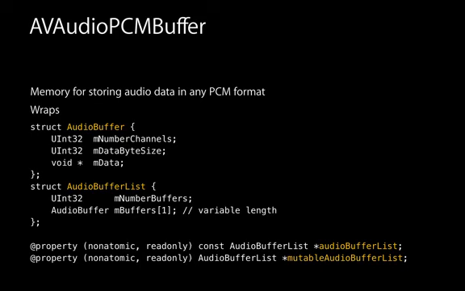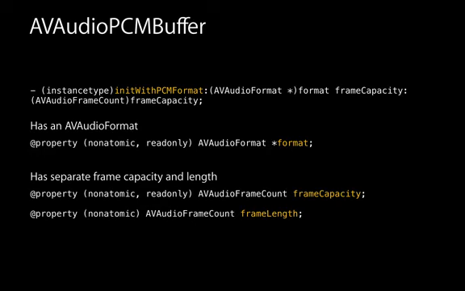So you can simply create an AVAudioPCMBuffer. It'll create an audio buffer list for you of the right size. And you can always fetch it back out of the AVAudioPCMBuffer. Here's the initializer. So to create a buffer, you specify the format and a capacity in audio sample frames. You can always fetch back the buffer's format and the capacity with which it was constructed.